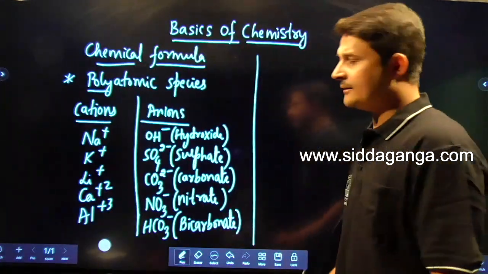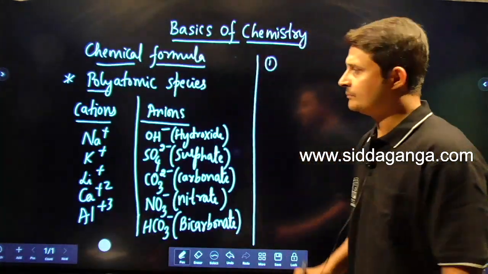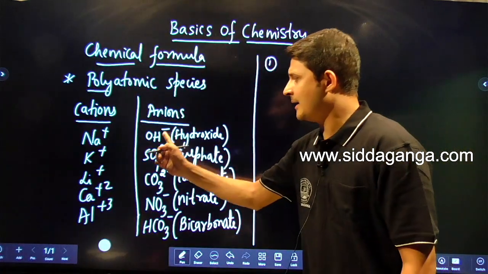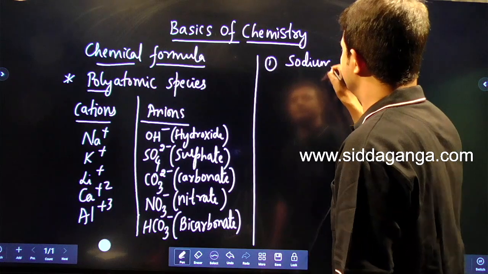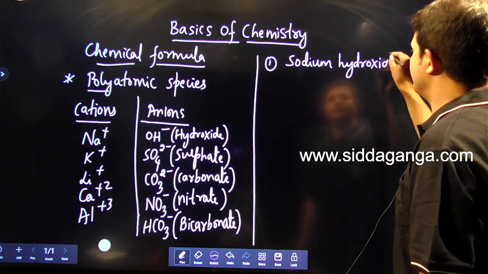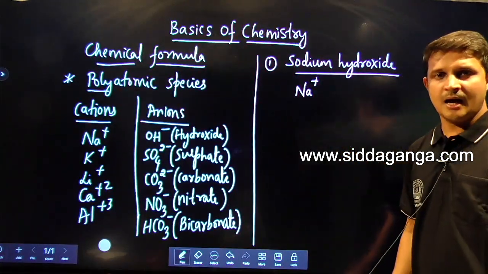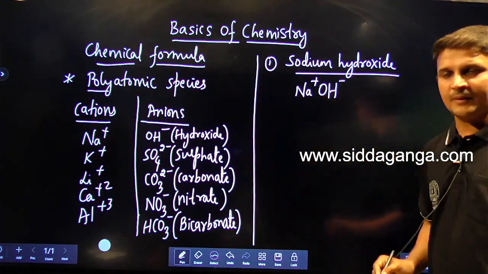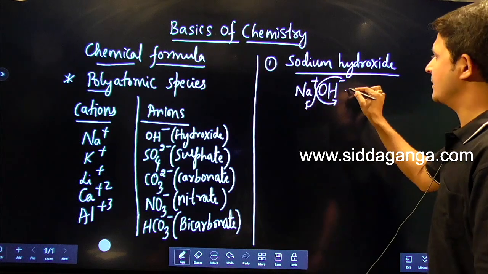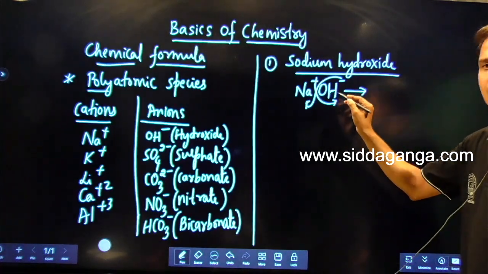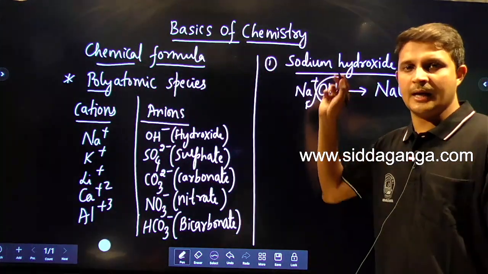Let's try to write the formula by combining cations and anions. Let's take a few examples. Here take the cation sodium and the anion hydroxide ion, which gives rise to sodium hydroxide. Sodium cation is Na plus, hydroxide is OH minus. Here the valency is 1, so cross multiply, this gives 1. OH minus is also 1. So Na 1, OH 1, or NaOH is the chemical formula of sodium hydroxide. Okay.